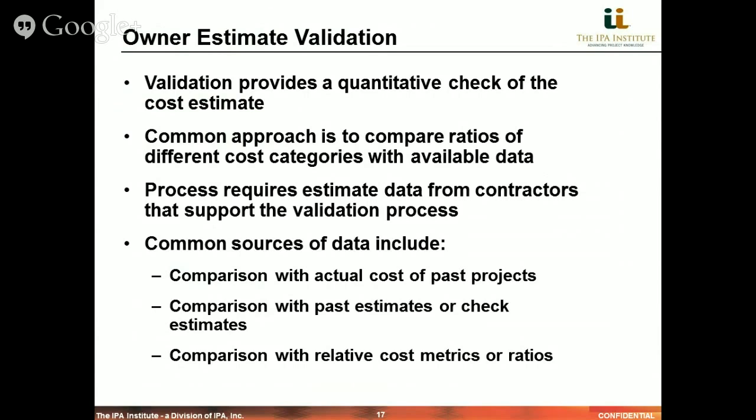Some common sources of data for owners are to compare the actual cost and actual ratios of past projects with a prospective project, or compare them with past estimates or check estimates that they have in their archives. And we also see owners use them as comparisons with relative cost metrics or ratios available from their own archives or outside sources.